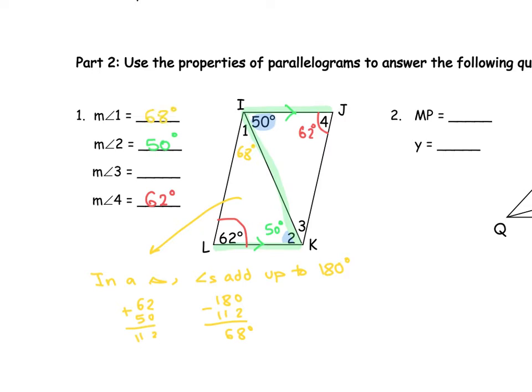And again, IL is parallel to JK. So again, I can use alternate interior angles to say angle 1 and angle 3 are congruent. So angle 3 will also be 68 degrees. That's for number 1.